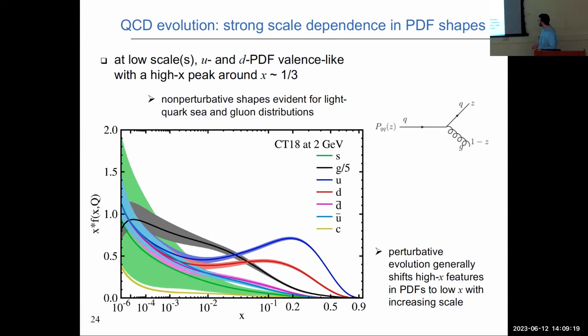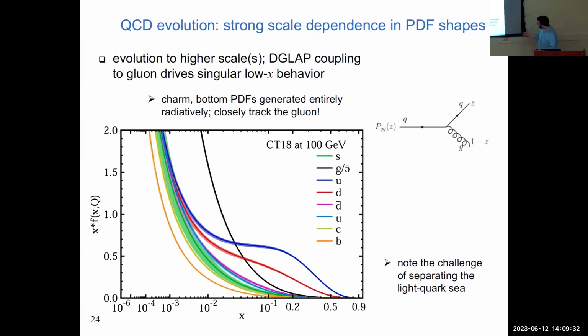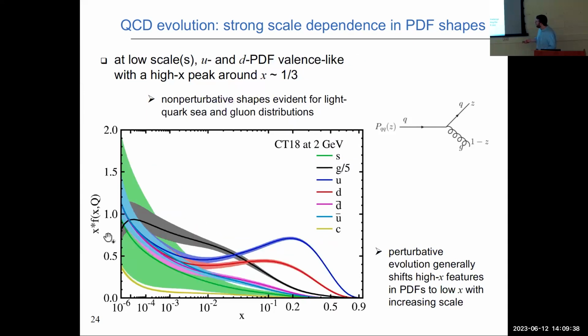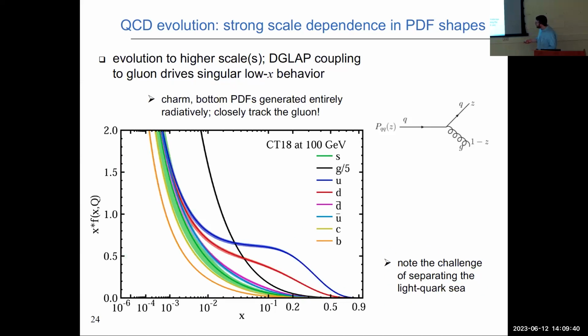parameterizations or those shapes. And what one finds is that in general, what perturbative evolution does is it effectively shifts these features of the PDFs that occur at high x down to lower x. And that can be seen when I go to a much higher scale, for instance, Q of something like 100 GeV. I can just dance between these two panels to illustrate roughly what happens. You can do this on your own time as well with the slides that have been uploaded.